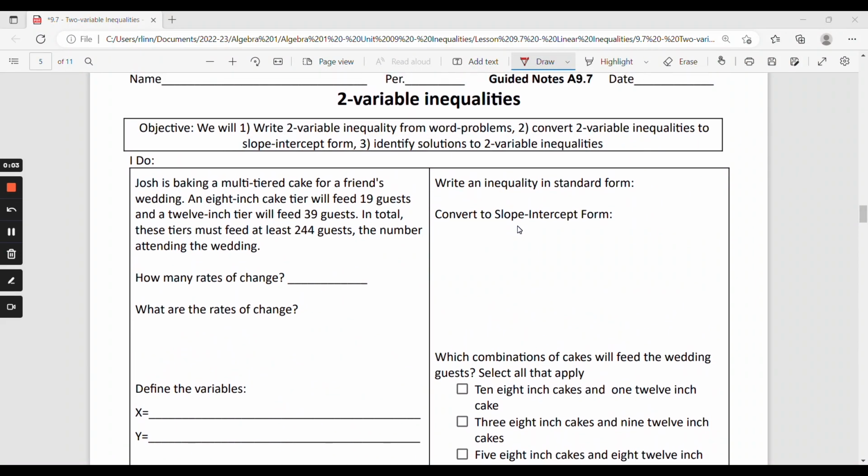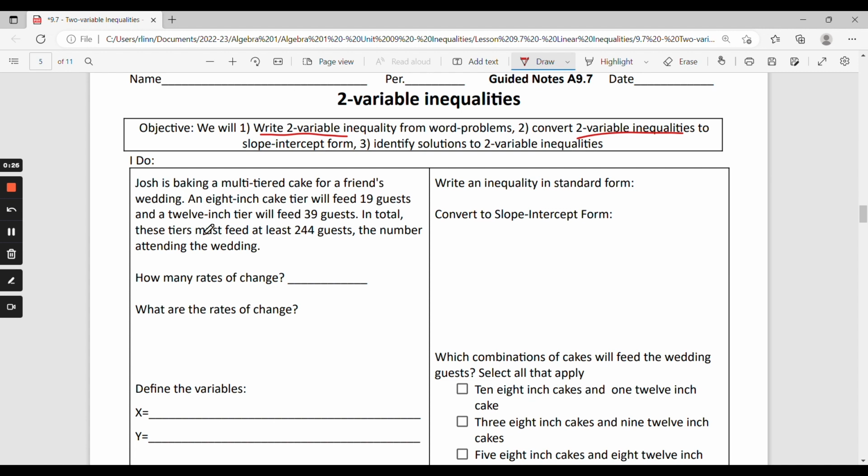All right, so going into our two variable inequalities, we've got a few things that we're going to do. First of all, we're going to write some two variable inequalities from word problems. We're going to convert two variable inequalities to slope-intercept form. Yes, that's something that we can do even with inequalities. And then we're going to identify solutions to those two variable inequalities, so kind of building off of our last video.